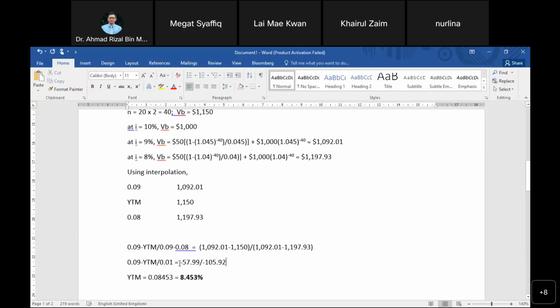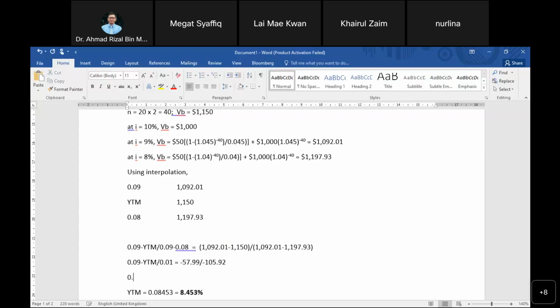Some students do that, so they know that this is A divided by B equals C divided by D. What they do is multiply this A by this denominator here, and this one they multiply with that one. That will be complicated. The easiest way would be for you to calculate this one first, the negative 57.99 divided by negative 105.92, like I did.